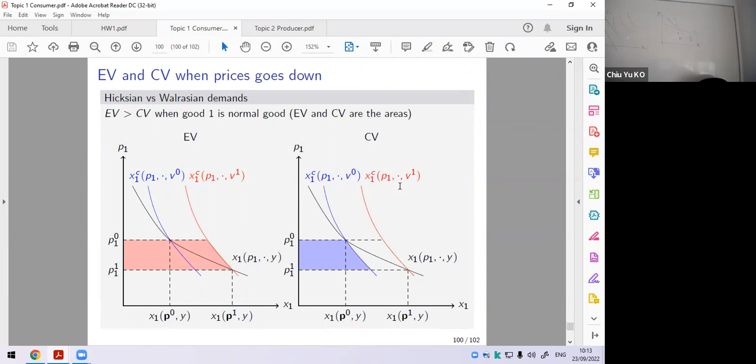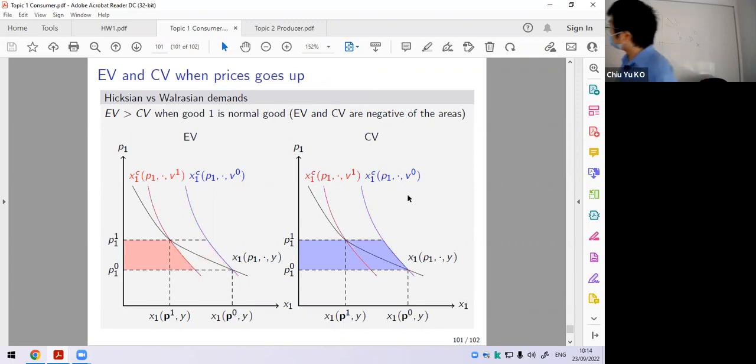CS is along this. I didn't draw it here, but it's just this guy, right? Is that clear why CS is between CV and EV? CS is in the middle. I didn't draw it, but CS is this guy. So this is CV, this is EV. Okay.